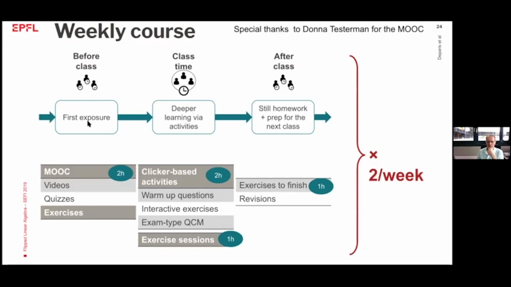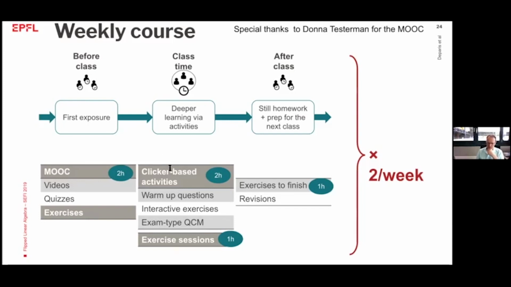In what we did when designing the course with Cécile, we said, okay, they will have to take notes or learn from a MOOC. There was a MOOC by Donna Testerman on linear algebra that was tailored for our first year course. So they watch videos, they do some quizzes, not too many. And during the video, they have to take notes. This is what they do before class. Then during class, we essentially do exercises.